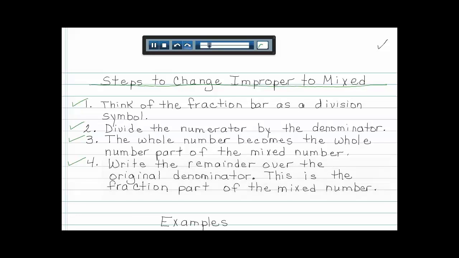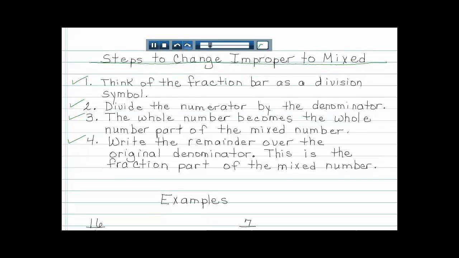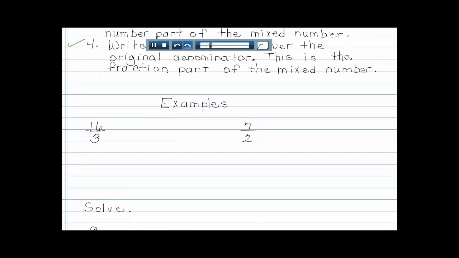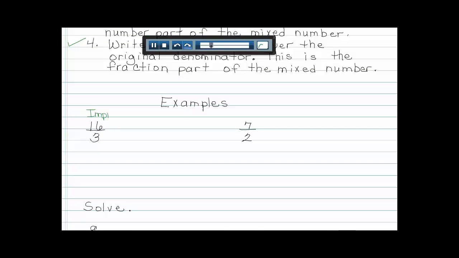Let's go ahead and try this with 2 examples. And we're going to change 16/3 from an improper fraction to a mixed number. We will do this by thinking of division. If I read this, I could read this as 16 divided by 3. That is how I will set it up. 16 divided by 3.